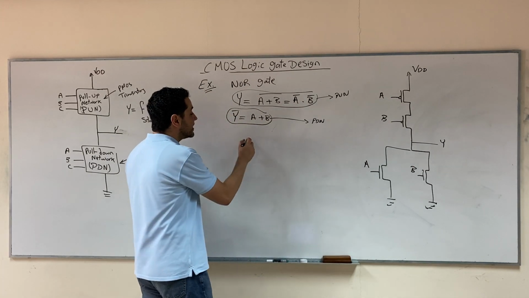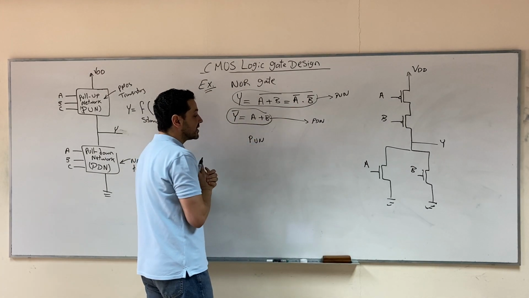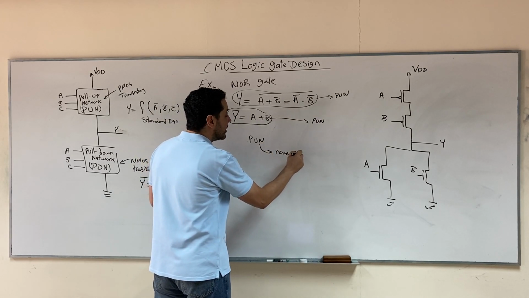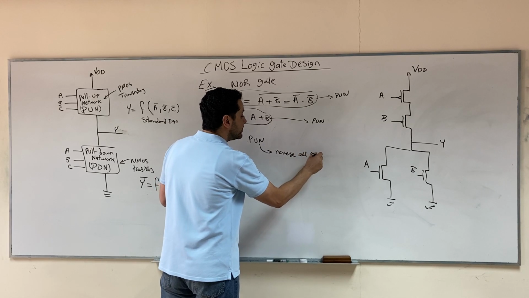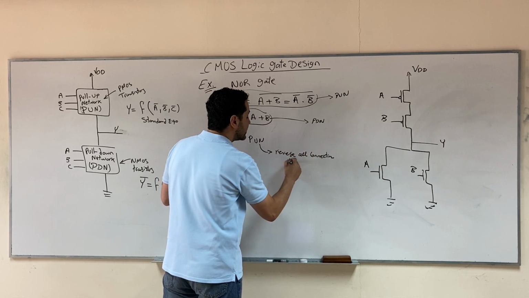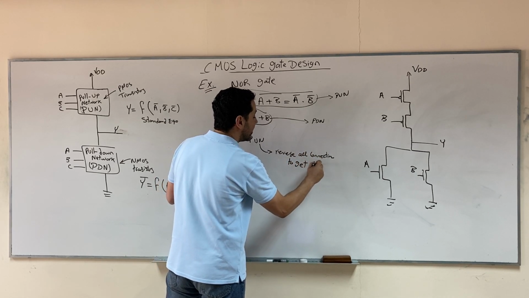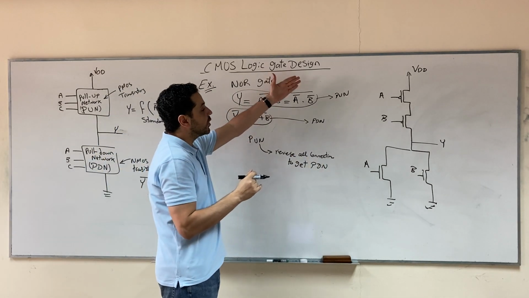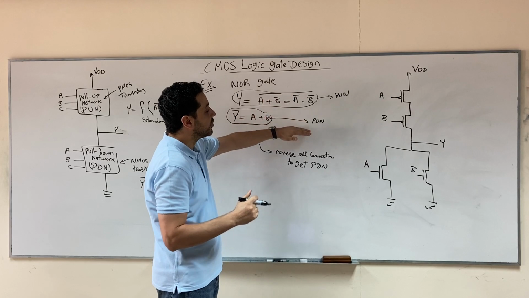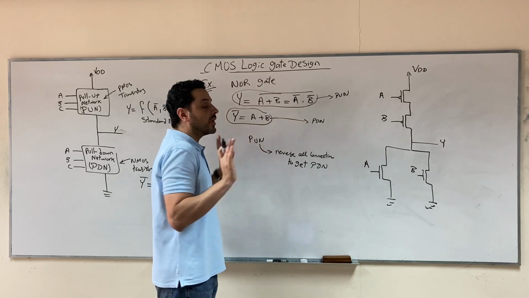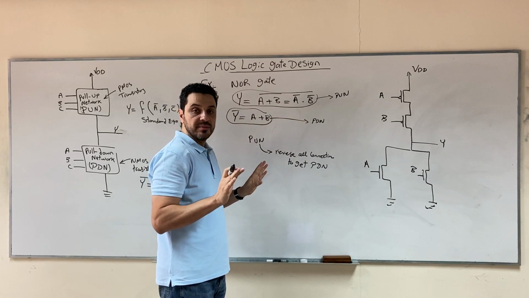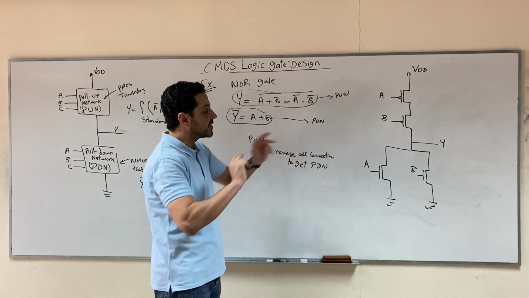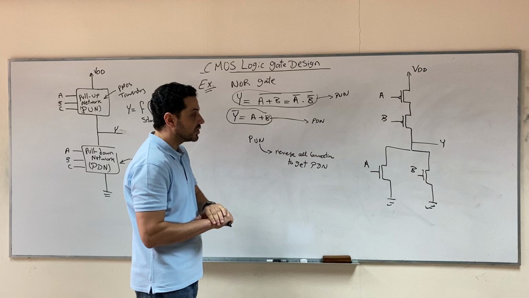Or the other way is you process one of them. For example, you process the pull-up network and then you reverse all connections to get the pull-down network. So you have two ways. Either you process the equation of the pull-up network alone and the pull-down network alone, or you process one of them, not necessarily the pull-up network, any one of them, and then the other you can get by reversing the connections. So this is the lesson that we learned here.